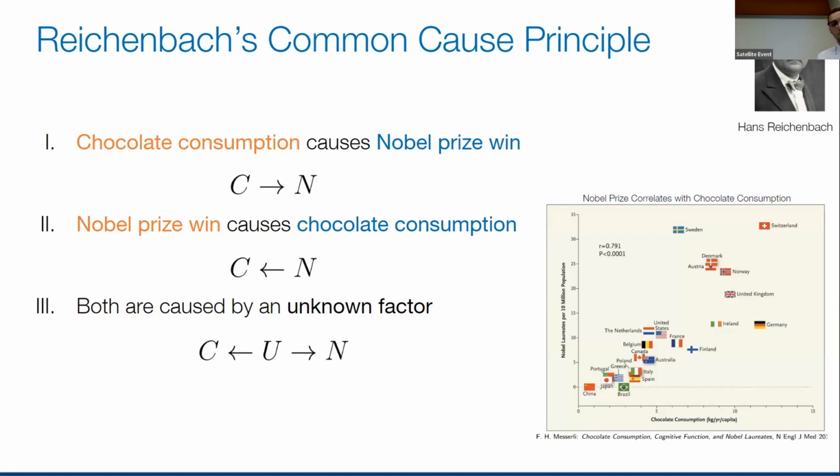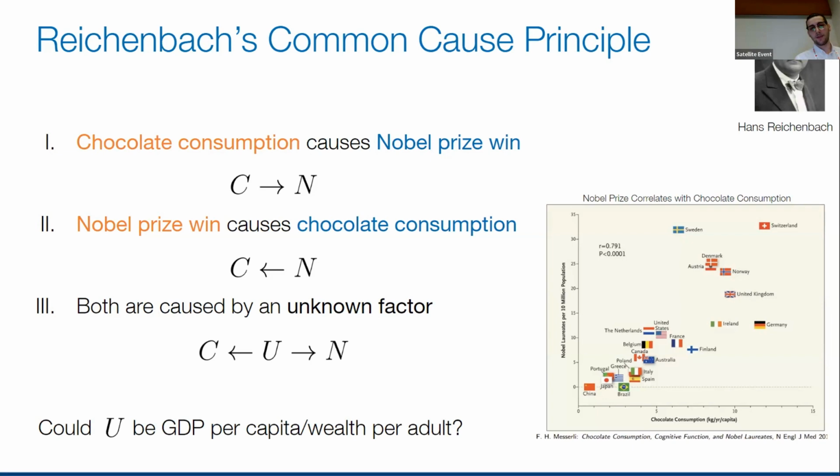Now, it remains to be seen what U actually is, but in my opinion, a couple of likely candidates could be GDP per capita or wealth per adult, for example. The rationale is, if you are a little bit more wealthy, maybe you can afford to eat more chocolate and you're also more likely to win the Nobel Prize. But yeah, it remains to be seen.